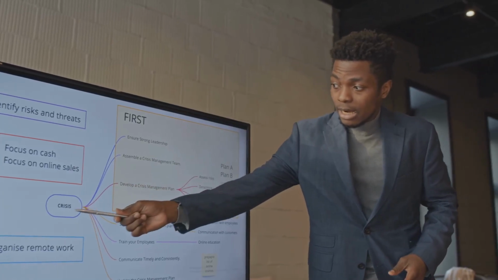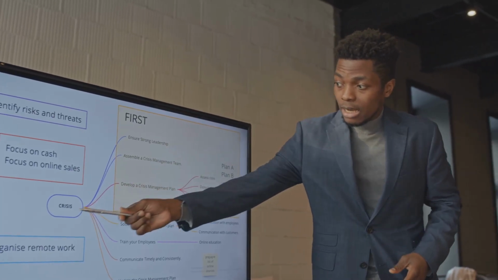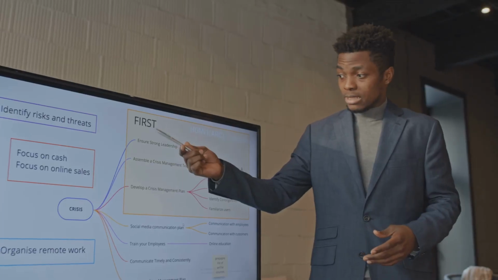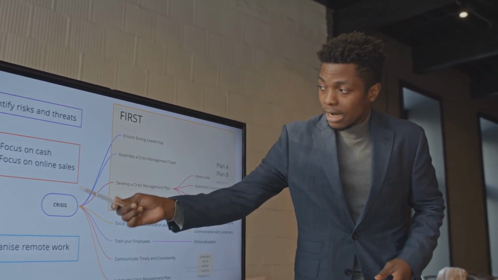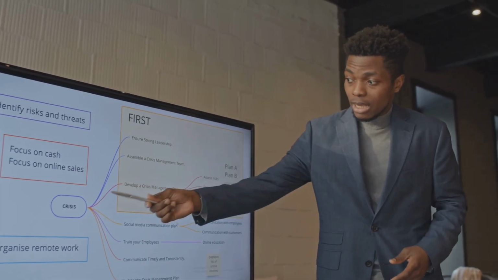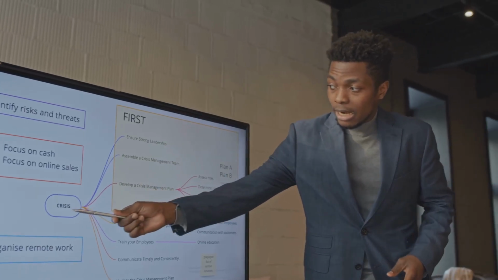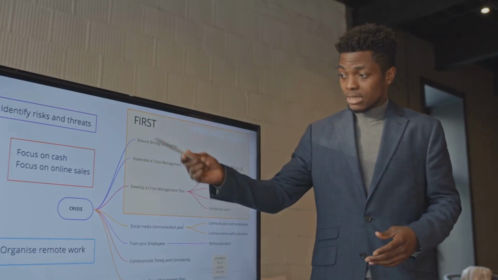Not all maps are equal. The two you'll use most: flowcharts and swim lane diagrams. Flowcharts are simple, showing the sequence of steps. Great for solo or single team processes. They're clean, easy to follow, and perfect for standard procedures. But when a process crosses teams, flowcharts get messy. Enter the swim lane diagram.